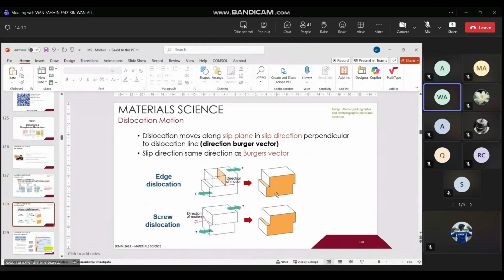Right, so basically dislocation depends on the atomic packing factor, which you have learned in topic 2. Okay, you dah belajar dalam topik 2 yang lepas. You dah belajar macam mana nak kira atomic packing factor. How does the atomic packing factor affect the slip of the material?